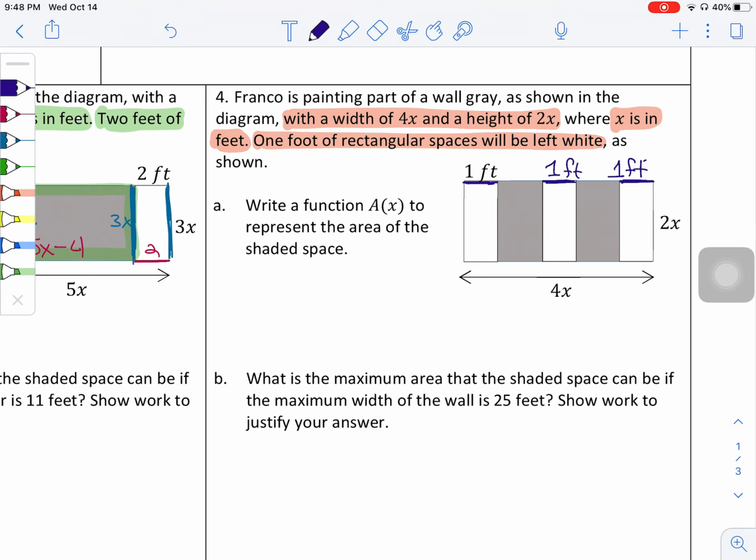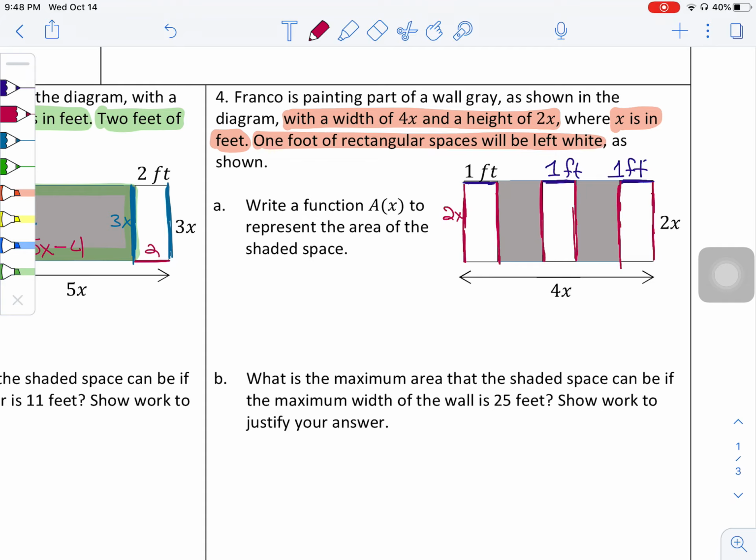And then vertically, if we look at all of these, let me change color here actually. If we look at all of these vertical pieces, all of these vertical sections would be the 2x because it's all rectangular, okay? So these are all 2x all the way across.